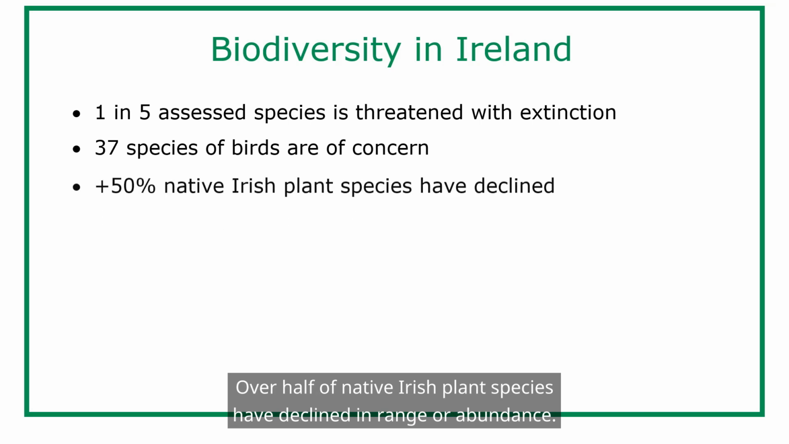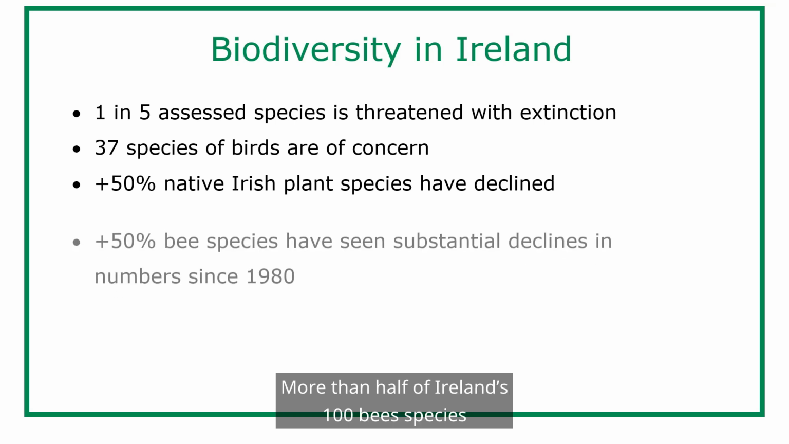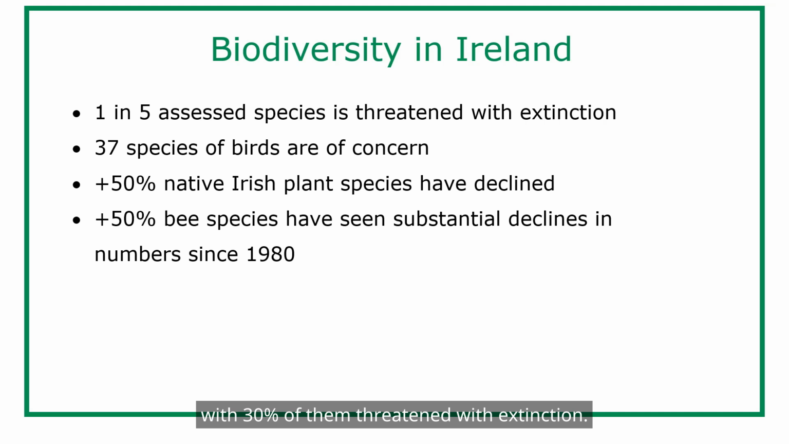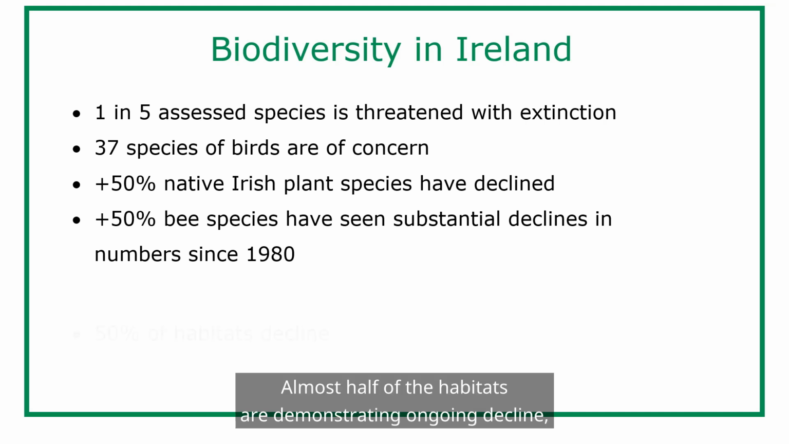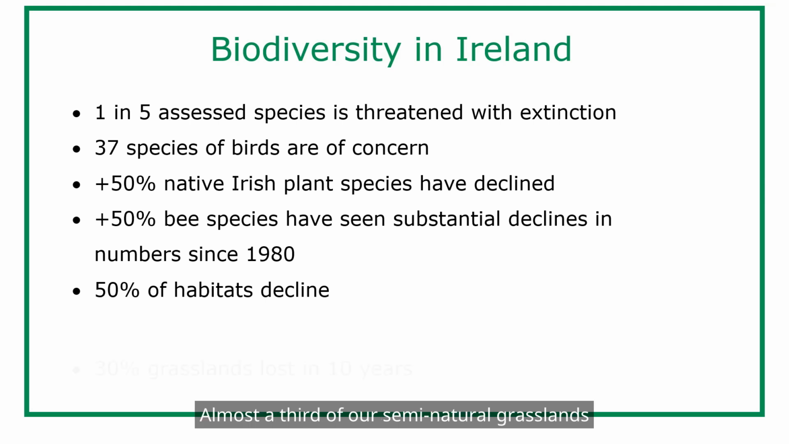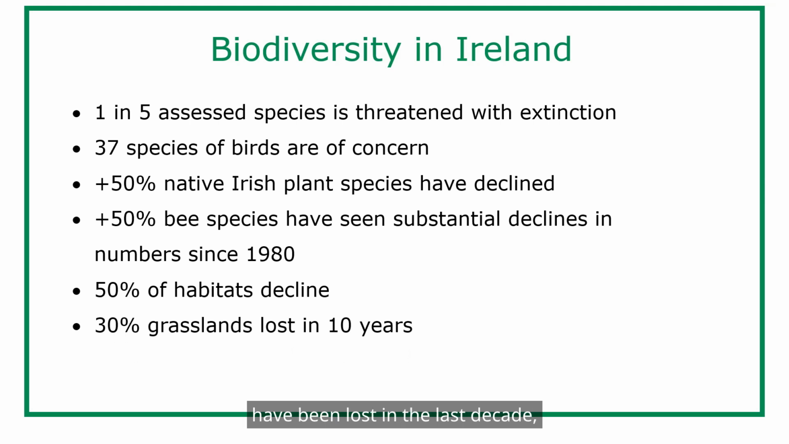Over half of native Irish plant species have declined in range or abundance. More than half of Ireland's 100 bee species have seen substantial declines in numbers since 1980, with 30% of them threatened with extinction. Almost half of the habitats are demonstrating ongoing declines, particularly notable in marine, peatland, grassland and woodland habitats. Almost a third of our semi-natural grasslands have been lost in the last decade, while half of our rivers and 2/3 of our estuaries are not in good ecological health.